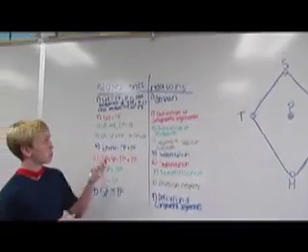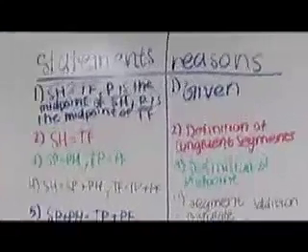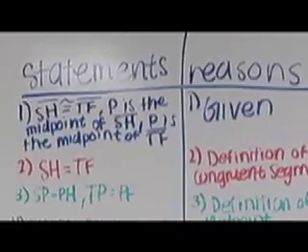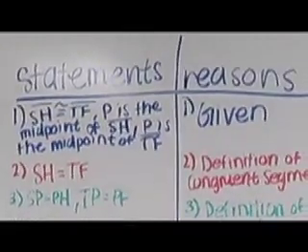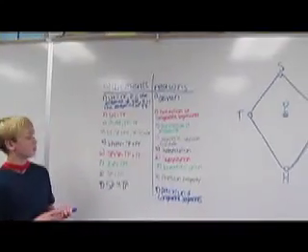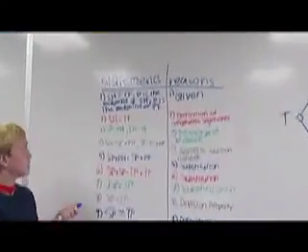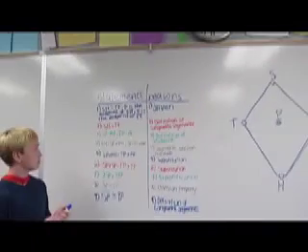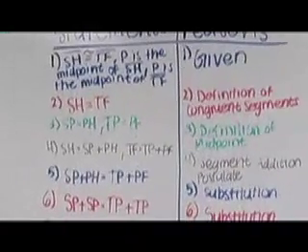Next, we begin with the given information, the information that we know. In this problem, our given information is that SH is congruent to TF, and that P is the midpoint of SH. P is also the midpoint of TF. From this information, we can gather that SH is equal to TF by the definition of congruent segments. We also know that SP is equal to PH and that TP is equal to PF through the definition of midpoints.